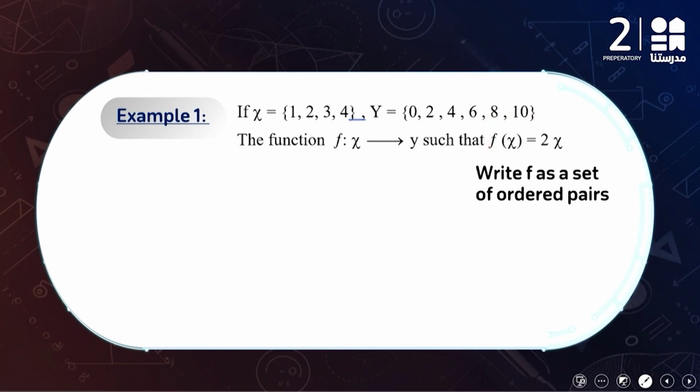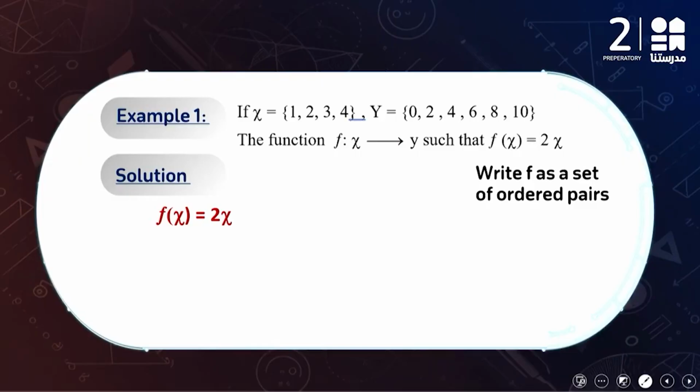The question here: write f as the set of ordered pairs. First, you should write the rule of the function. f of x equals 2x. Then we will substitute all the elements of the domain, 1, 2, 3, and 4, in this rule.